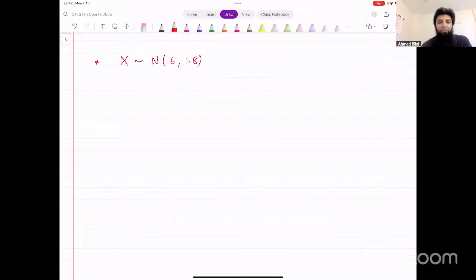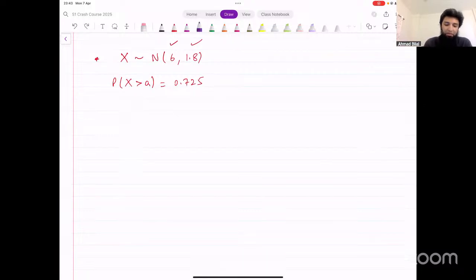Variance is 1.8. And now we are given that the probability that x is greater than some value, let's say x is greater than a, is equal to 0.725. So you have the mean given and you also have the standard deviation given. So it's not necessary that you always would have the mean missing. You could have some other information missing from the data as well. In this case, we do not know what this value of a is. That's what we have to find out. We need to find the value of a. That's what we're looking for.